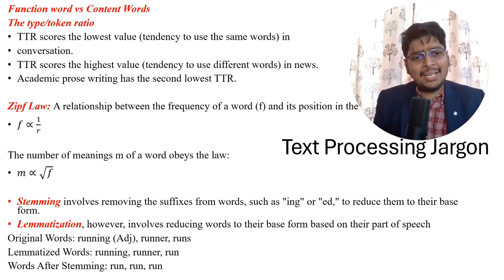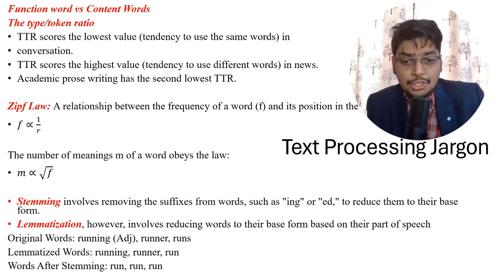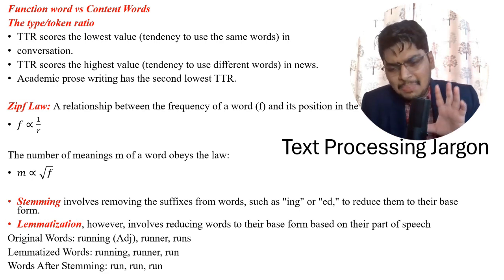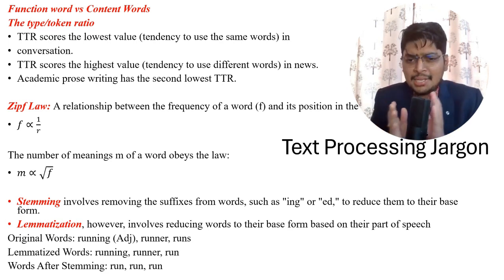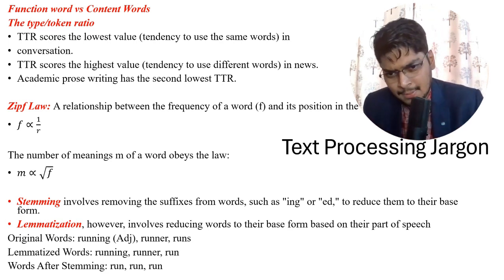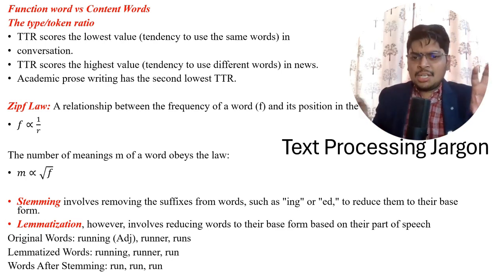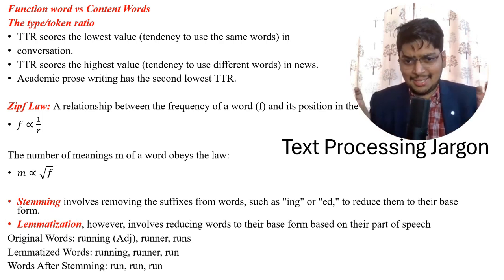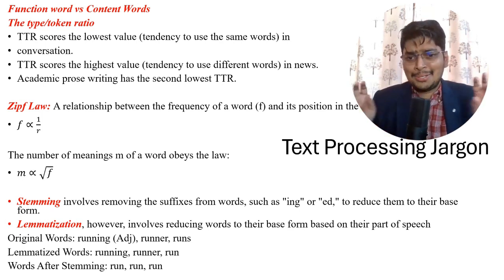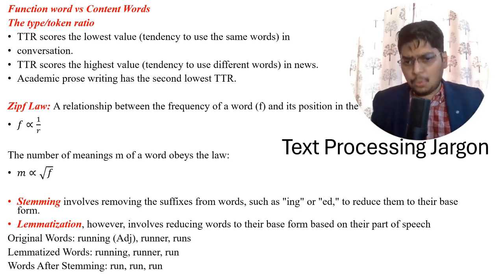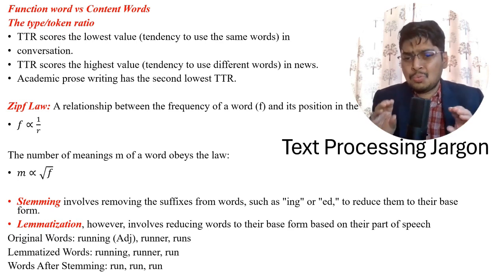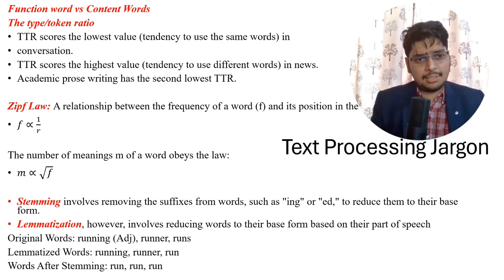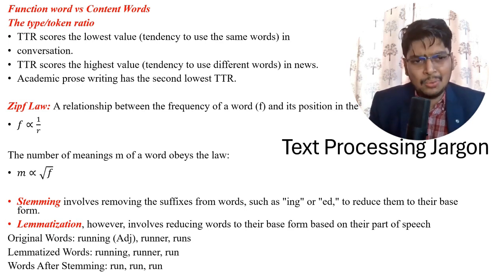Here you have something called type token ratio. What is type token ratio? TTR. Type token ratio is basically the number of different words divided by the total number of words. So the number of unique words, the words which are not repeating, divided by the total number of words, which also includes these function words which repeat again and again. Basically, TTR scores the lowest value in conversations.